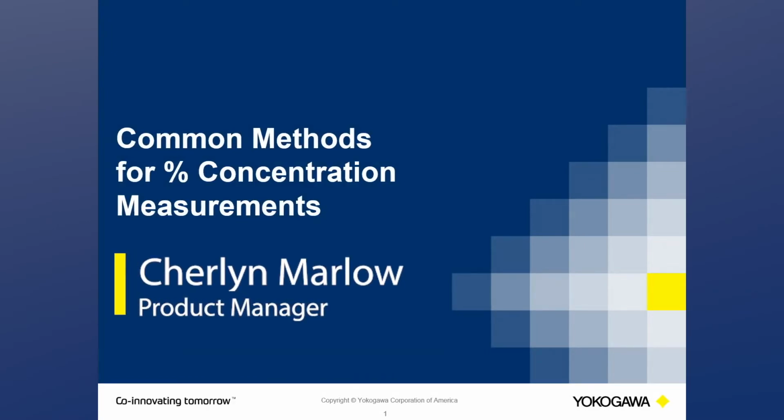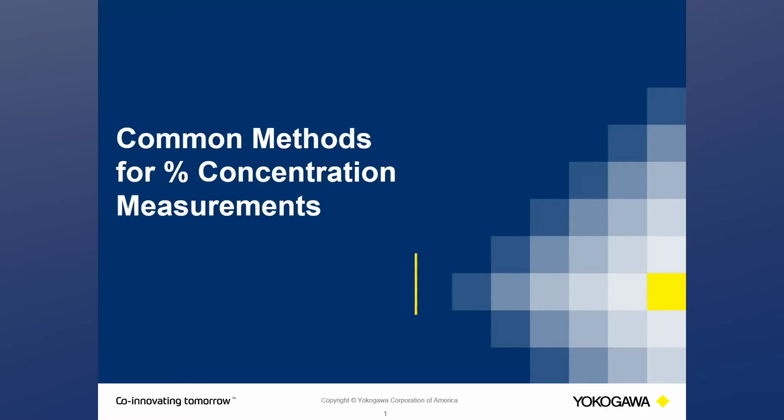There are numerous applications where measurement and control of a specific chemical strength is critical for optimizing the production of the end product. Some applications are obtained by diluting a full-strength solution with water to achieve the desired percent concentration. Today, we're going to discuss common methods for measuring percent concentration.